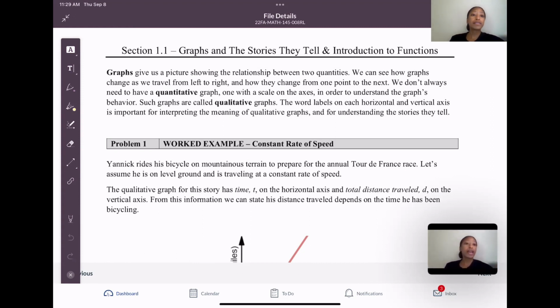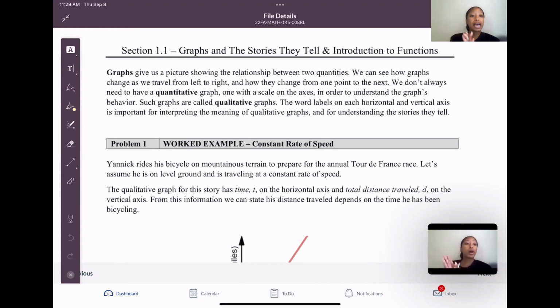So graphs give us a picture showing the relationship between two quantities. So there's two axes, your horizontal axis and your vertical axis. Those are the two quantities that we're usually comparing. We can see how graphs change as we travel from left to right. So we read our graphs from left to right, and how they change from one point to the next.